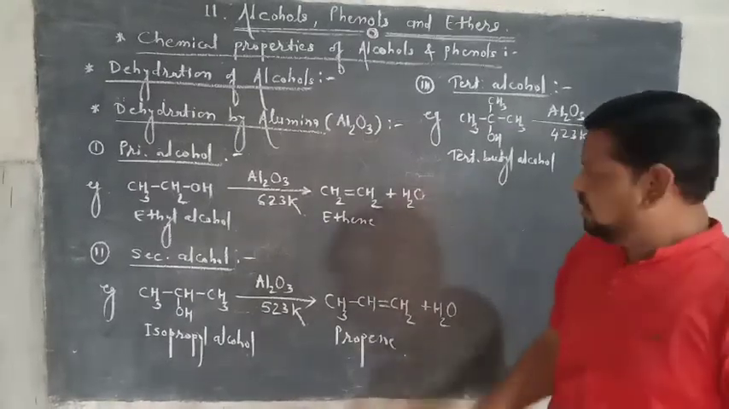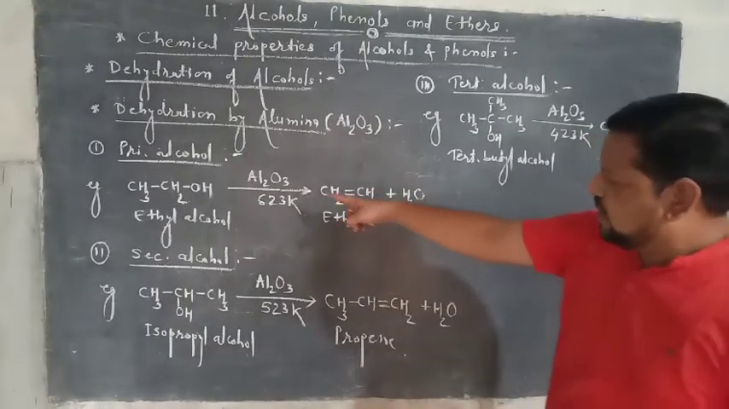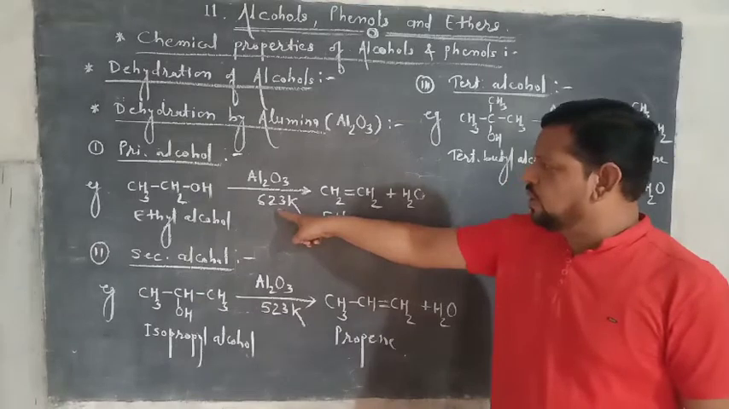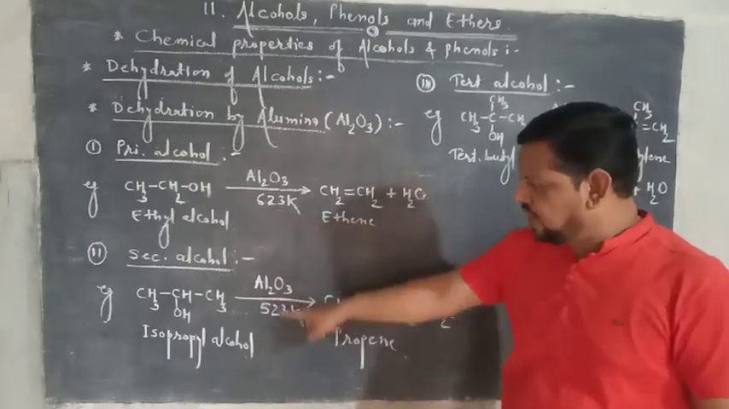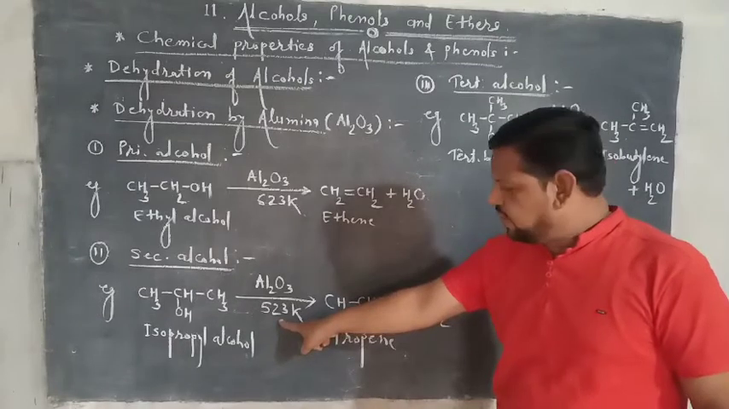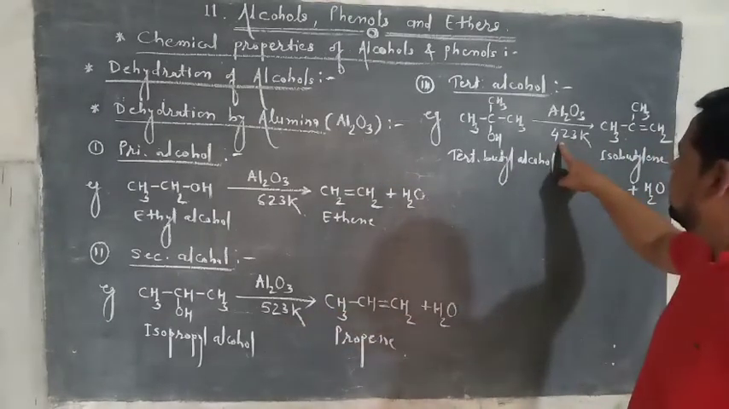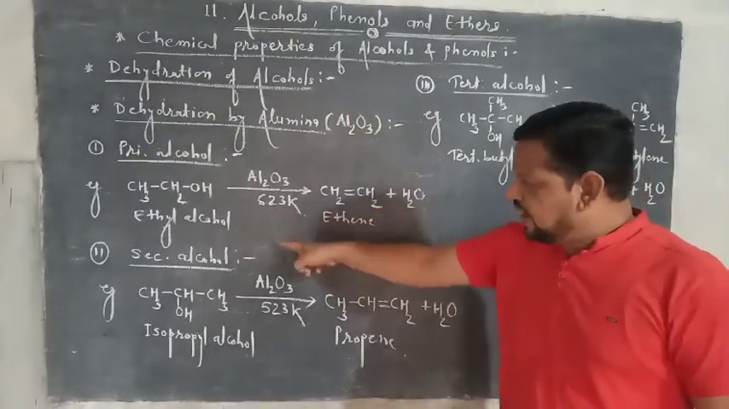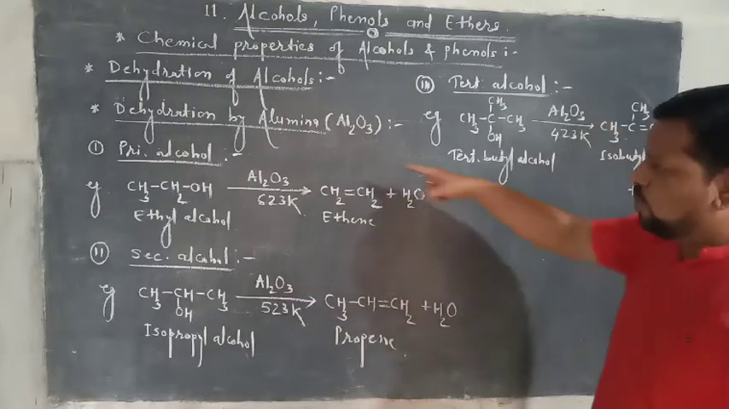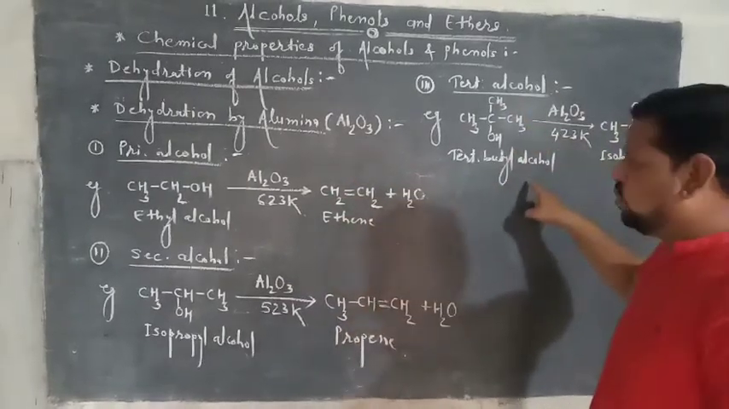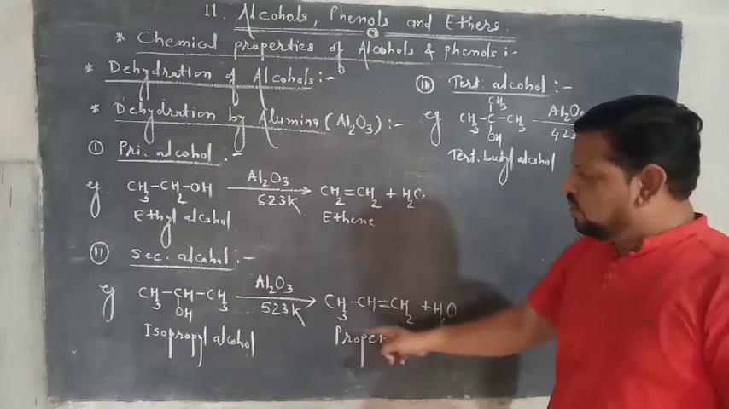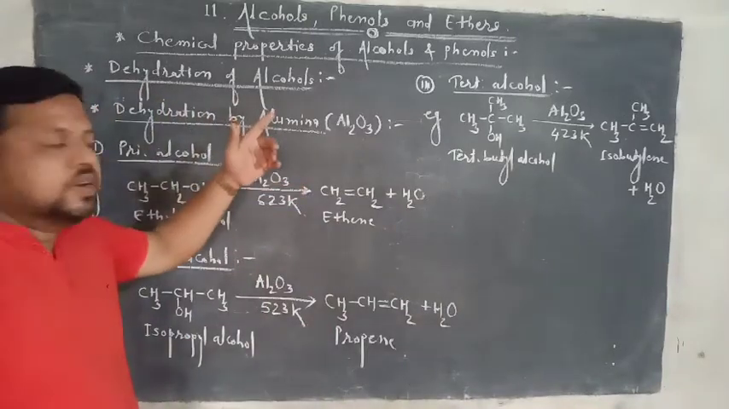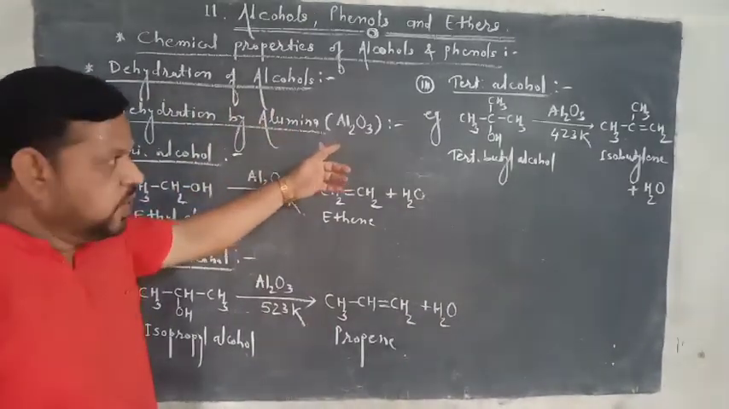Always remember, in these three reactions there is a difference of temperature. See here, for primary alcohol it is 623 Kelvin, for secondary alcohol 523 Kelvin, and for tertiary alcohol it is 423 Kelvin. In this way, 100 Kelvin is reduced from primary alcohol to tertiary alcohol, and the products of primary, secondary and tertiary alcohol are the same as in dehydration by concentrated sulfuric acid.